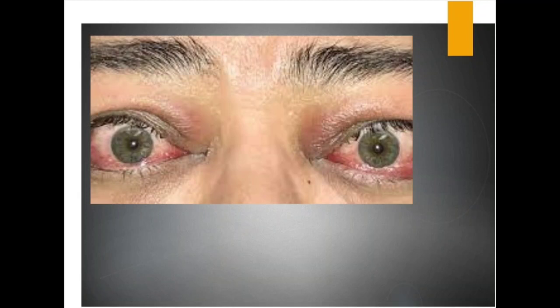So I hope if you remember all these causes, we have covered the majority of the differentials of red eye, and you will be able to identify and treat red eye.